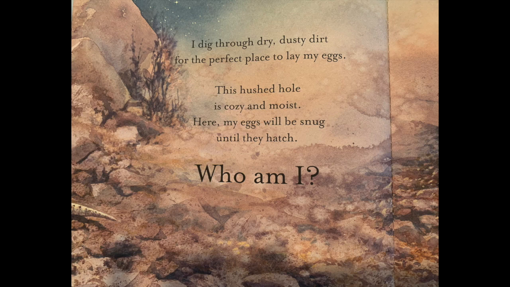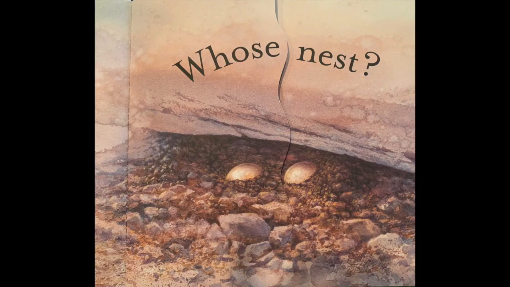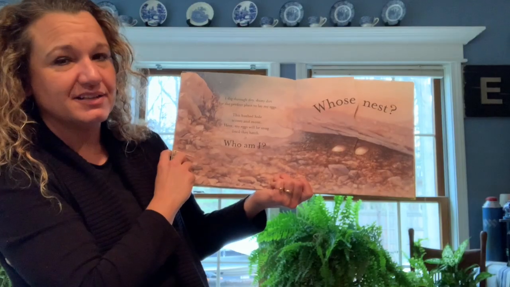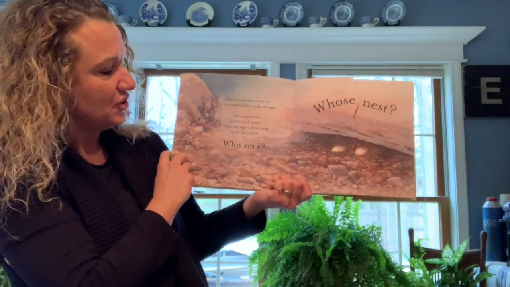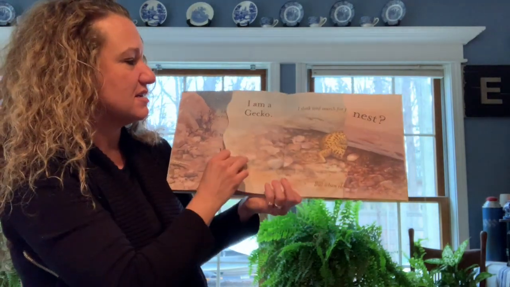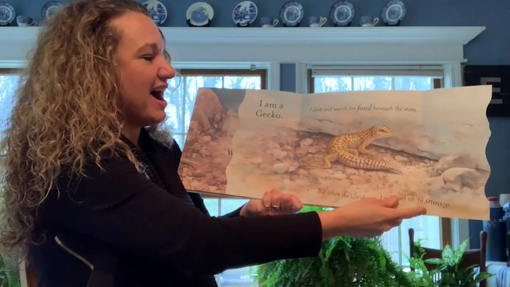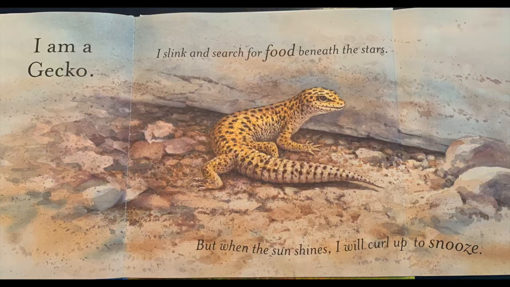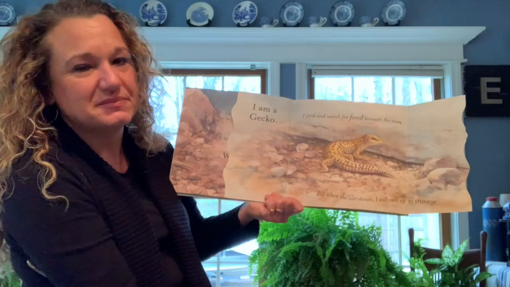I dig through the dry, dusty dirt for the perfect place to lay my eggs. This hushed hole is cozy and moist. Here, my eggs will be snug until they hatch. Who am I? Whose nest? I am a gecko. I slink and search for food beneath the stars. But when the sun shines, I will curl up to snooze.